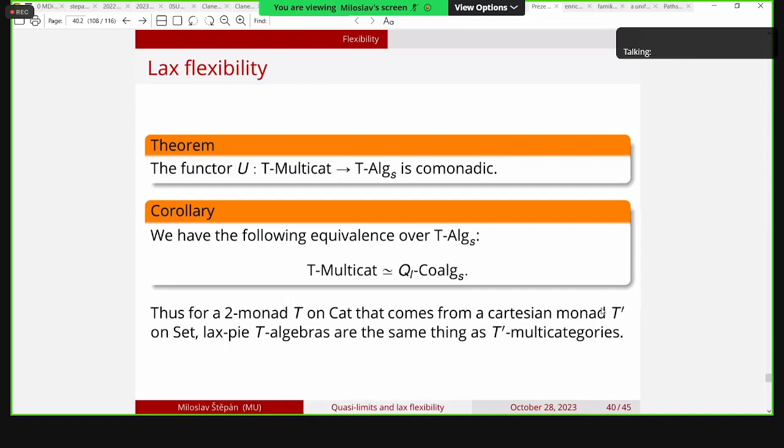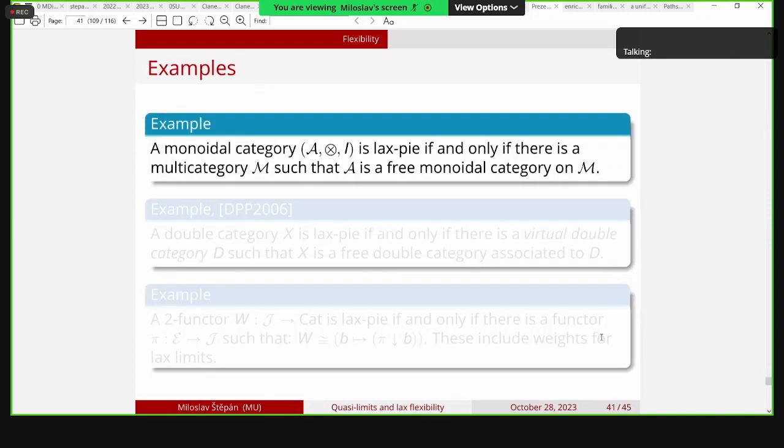So essentially, if you have a two-monad that comes from a Cartesian monad on sets, for example, then the lax pi algebras are T multi-categories. Now, how does this work? If you go from the left side to the right side, you just send a multi-category to the free algebra on it. For example, you send a multi-category to a free monoidal category on it. But the other direction is, I guess, more interesting, because there, if you have an algebra that has a QL coalgebra structure, it somehow has encoded in it certain prime elements, and those prime elements generate the multi-category. But I do not have time, though I can give you some examples.